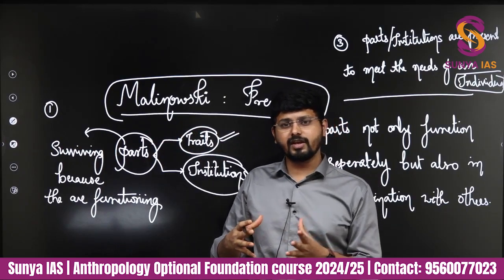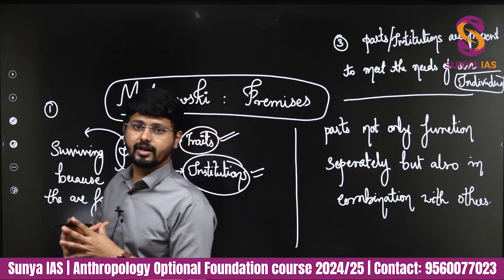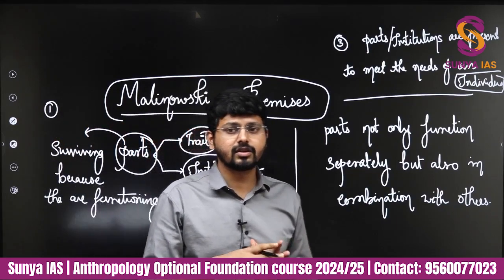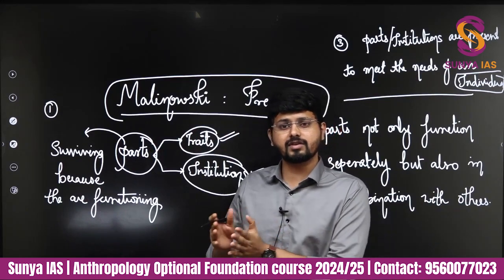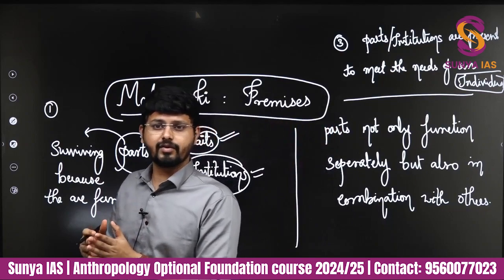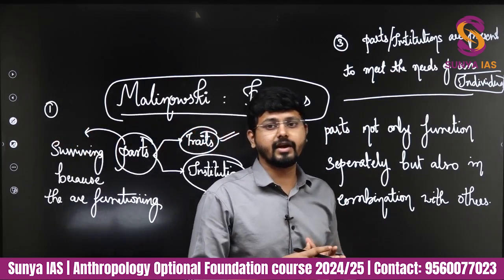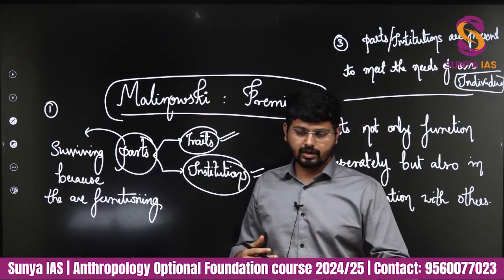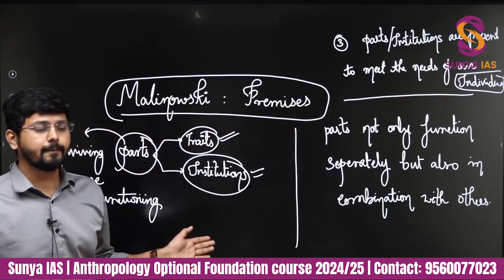So what was Radcliffe-Brown doing? Radcliffe-Brown was trying to study the social structure and social institutions, how they are helping to maintain the society. We have discussed various kinship behaviors and totem or religious rituals in the various societies, and how they are helping to maintain the continuity of the society. So that was the study conducted by Radcliffe-Brown.